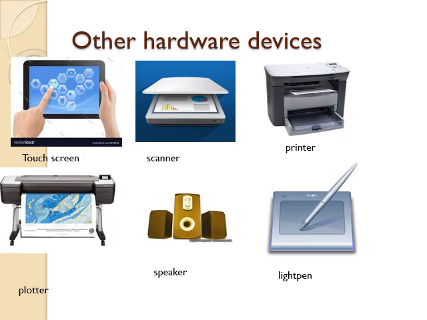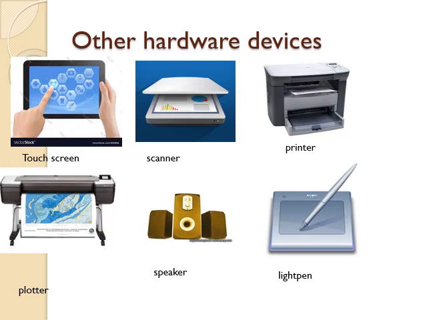Second one, scanner. Scanner is a device that reads the text or picture printed on a paper and translates the information to a form that only a computer understands. So what does this scanner do? The scanner will read the text or picture printed on a paper and translate the information into a form that can only be understood by a computer.